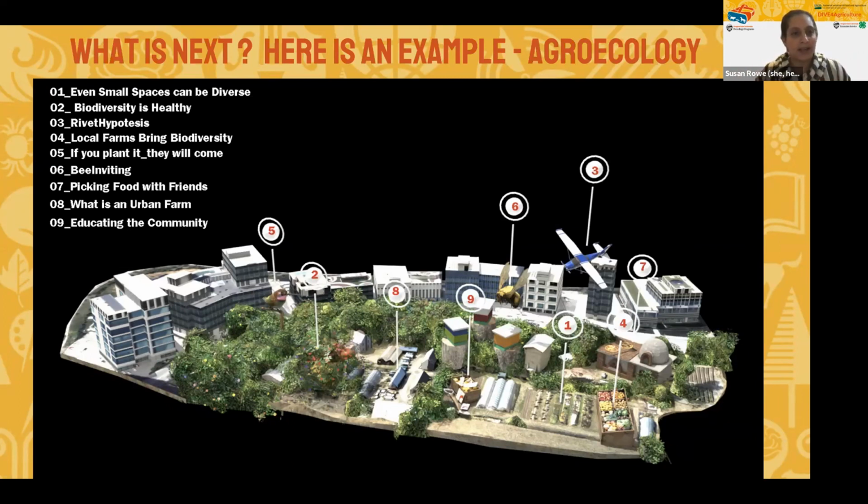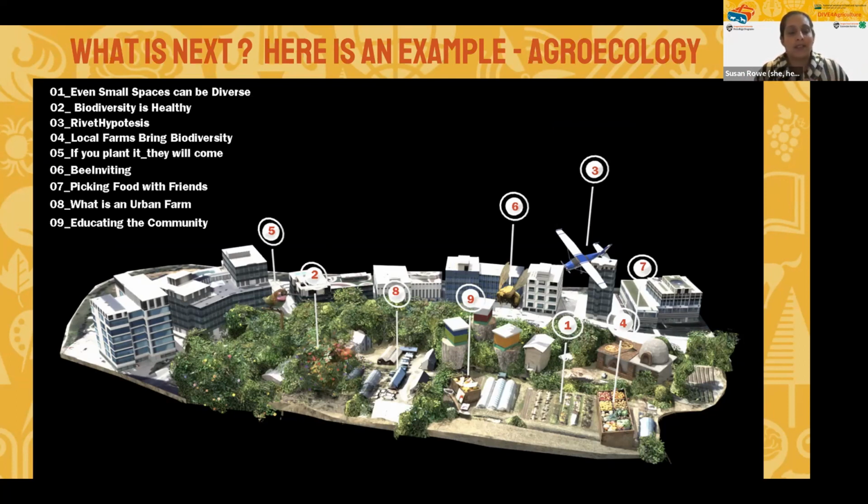As you see the little pins in there, as students or educators or anyone use the VR or the iPhone and iPad to do these experiences, they actually walk into this virtual space, and each one of those pins highlights some of the content defined by our experts. Just for an example, you can see this one: even small spaces can be diverse, biodiversity is healthy, the rivet hypothesis. I like the name of that. It's like the hypothesis of the rivets on the plane. What happens if all of the rivets in the wing of the plane are not together, for species accumulation? Local farms bring biodiversity. I'm going to advance that.